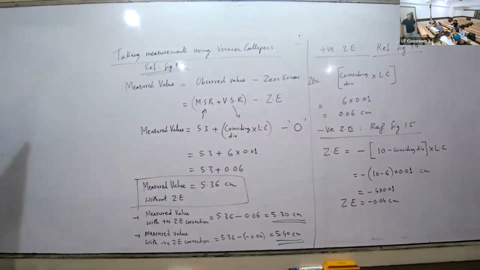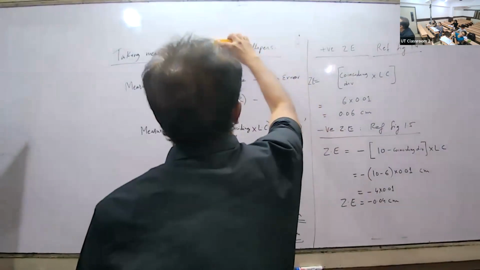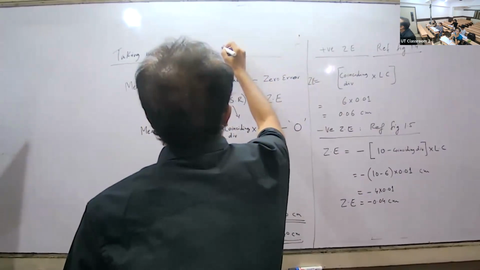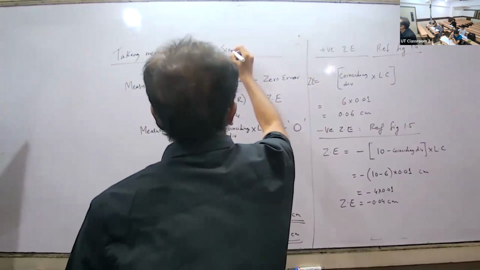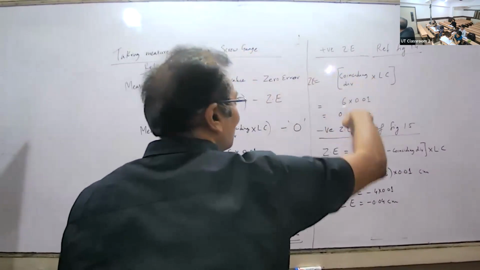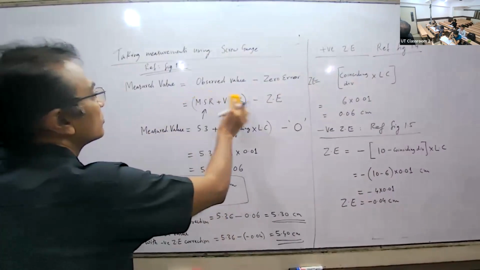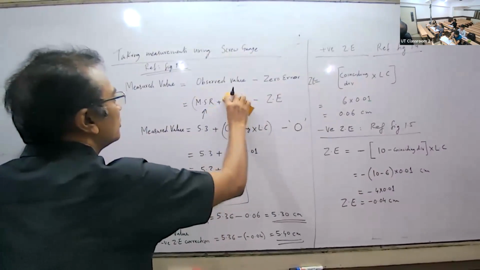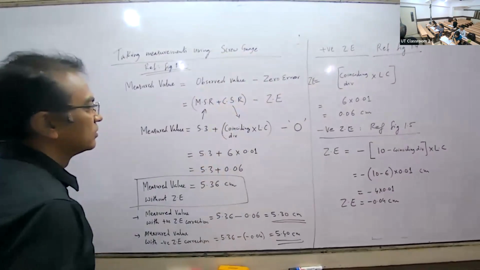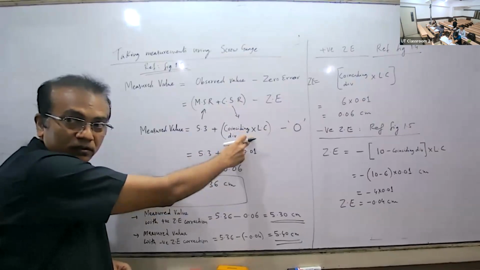Done. So now we'll be taking measurements using screw gauge. Instead of vernier calipers, we will use screw gauge. Same logic, just the nature of zero error will change. I'll explain how it is. The measured value is equal to observed value minus zero error, and this will be CSR, circular scale reading. So same here, coinciding division into least count.